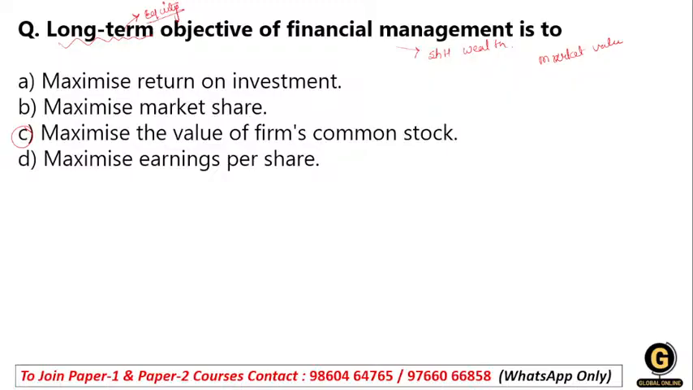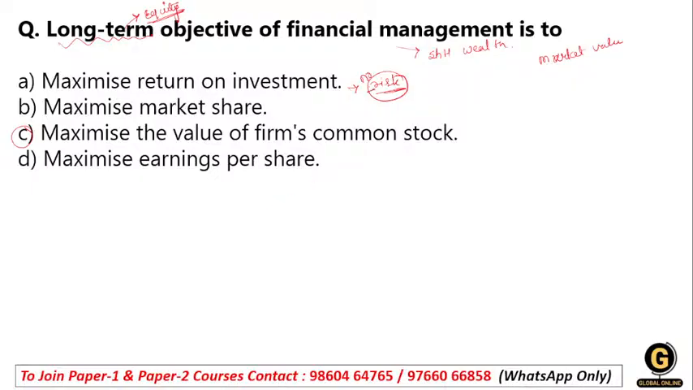This is also called common stock. So the objective of financial management in the long term is to give maximum value of the firm, or wealth, to the common stock. And return on investment is important, but it does not capture the risk or the long term growth.